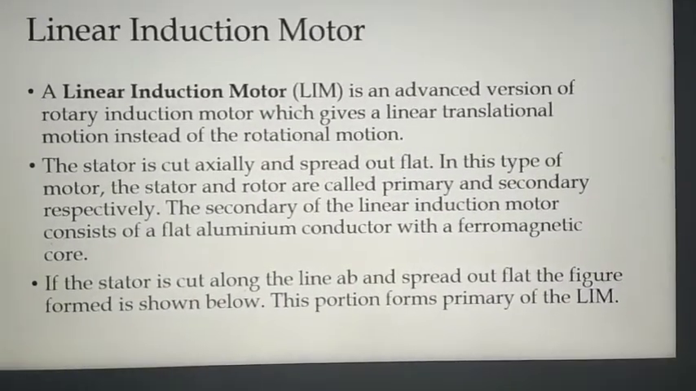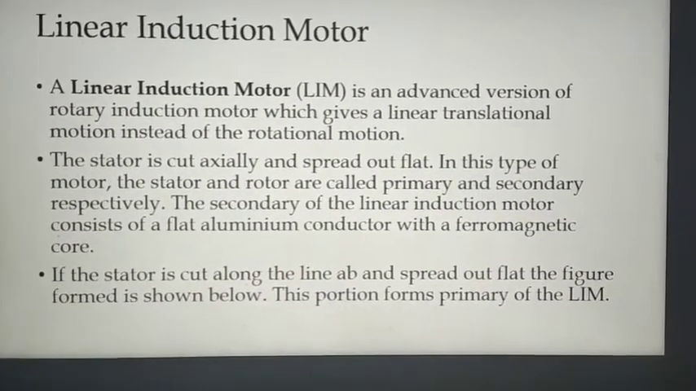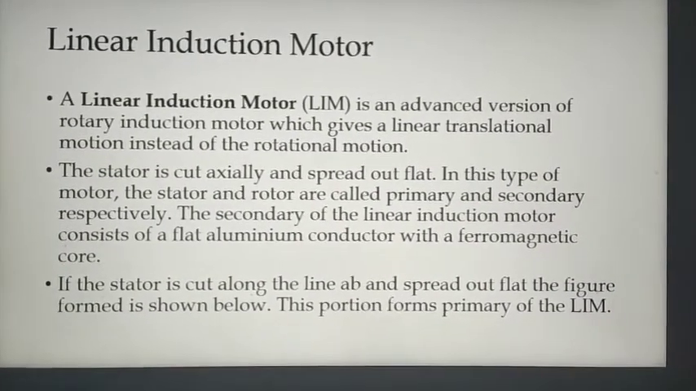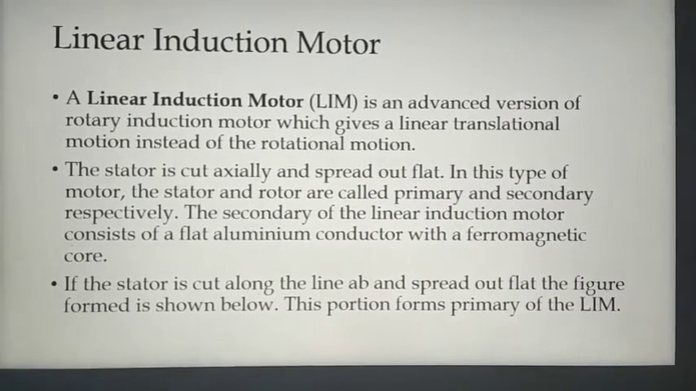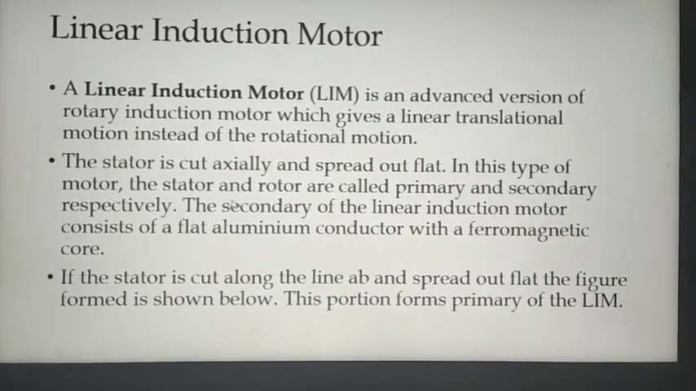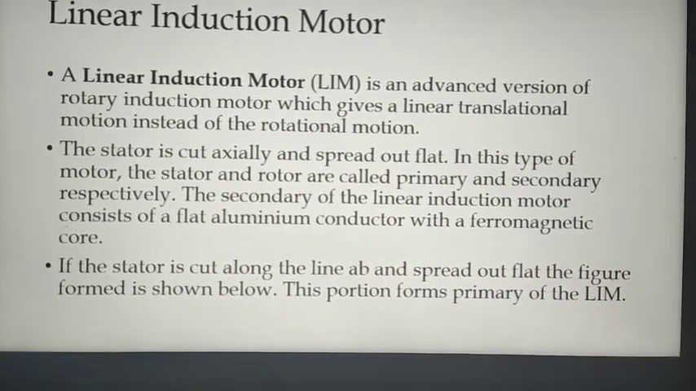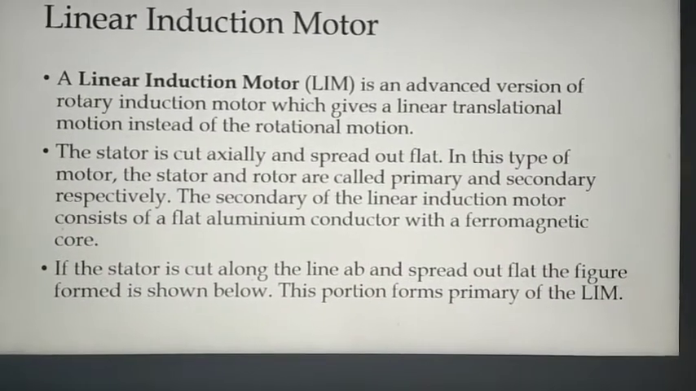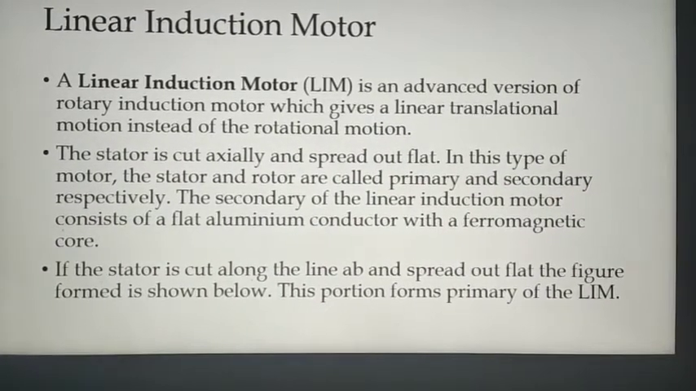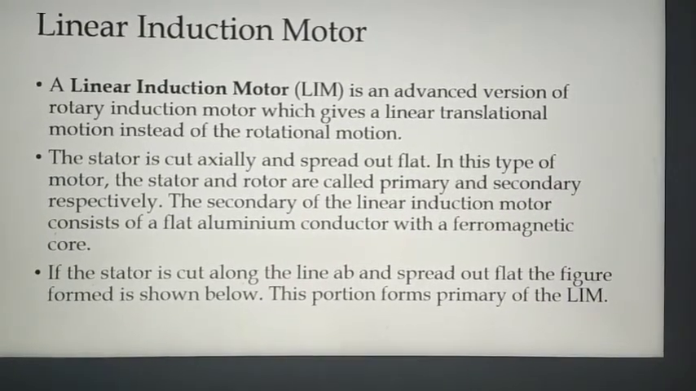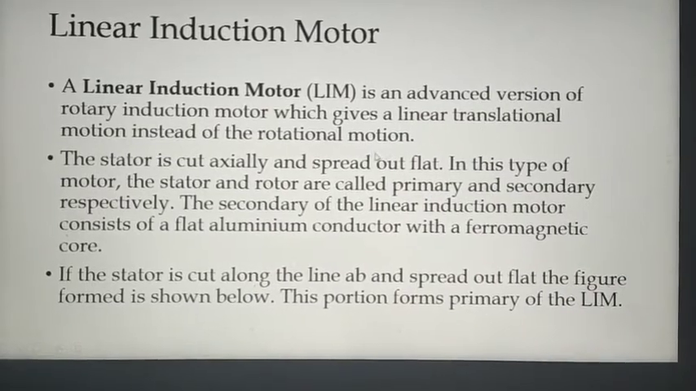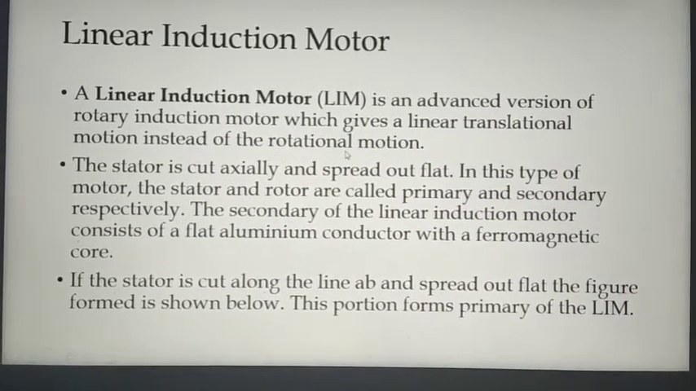Next one is the linear induction machine. The linear induction machine is one of the special machines. For example, we have a train which will be operated by the linear induction motor. A linear induction motor is an advanced version of the rotary induction motor which gives a linear translational motion. So it means linear translational motion instead of rotational motion.